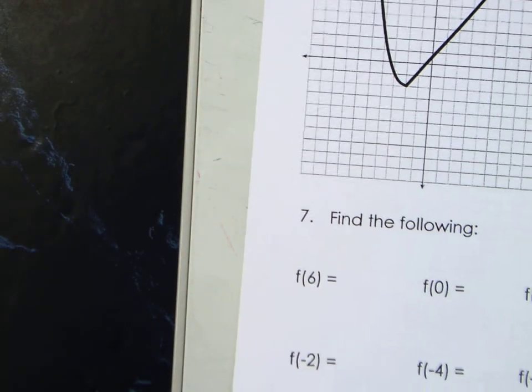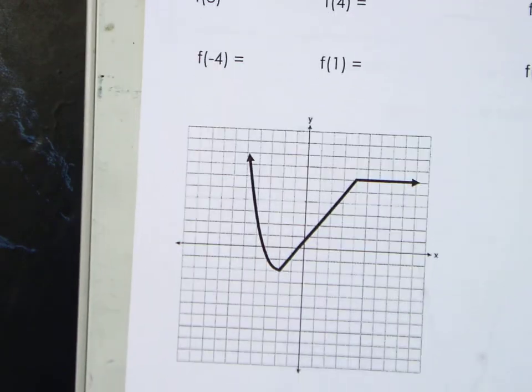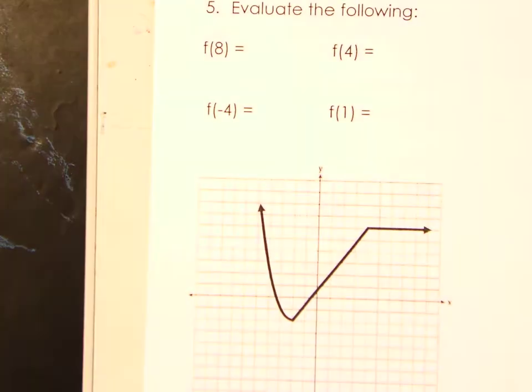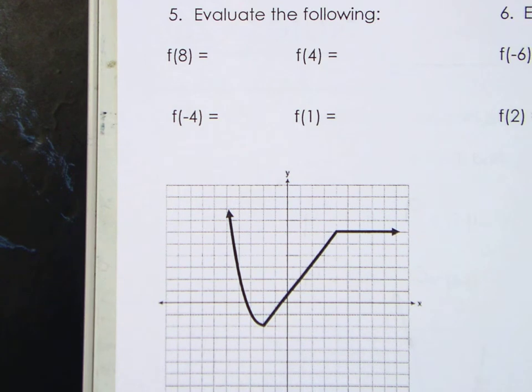All right, so now we're going to get a little harder. Number 5 is the same. Number 5 isn't any harder. Number 6 is the one that's harder. Oh no, my lights went off. All right. Pause the video, try it on your own.